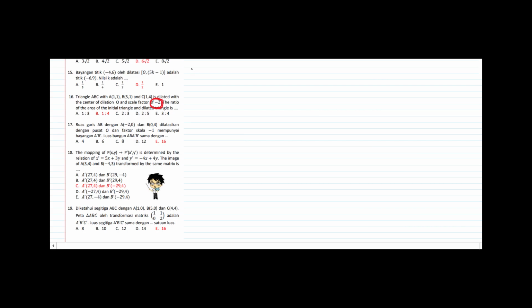17 next. There are A and B dilated by negative 1. Okay, we have to find A accent first and then B accent. A in the bracket negative 2,0 divided by k equals negative 1.